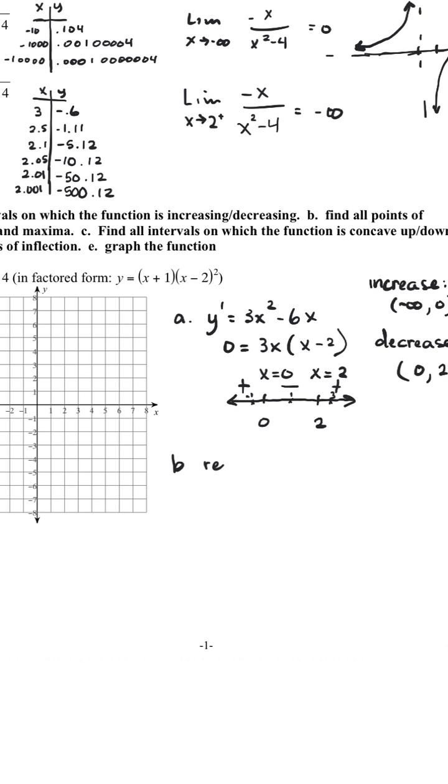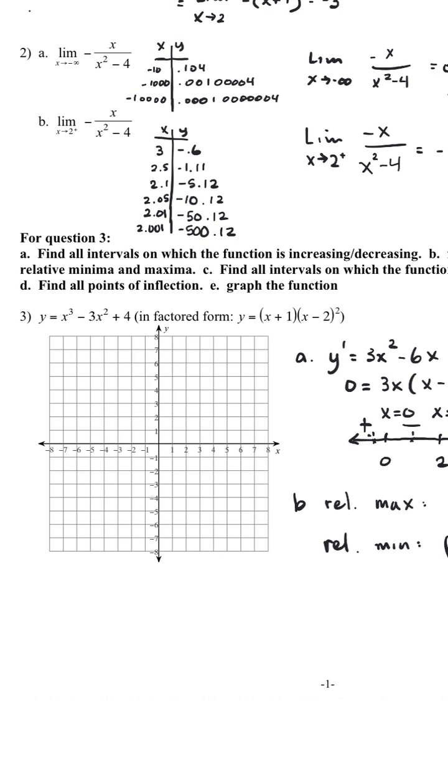So we have a relative max when x equals 0. We've got to find the y part to that. And then we have a relative min when x equals 2. Now if we go back to the original function, because now we're talking about actual points on the graph. Minimum and maximum values are points on the graph, so that's got to come from the original function. Now the original function I've given in two forms, the general form and the factored form. You could plug 0 into either one.